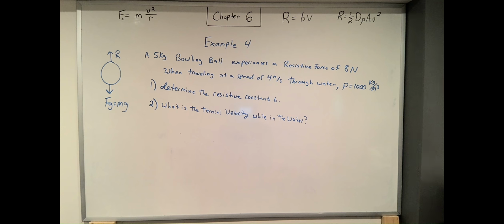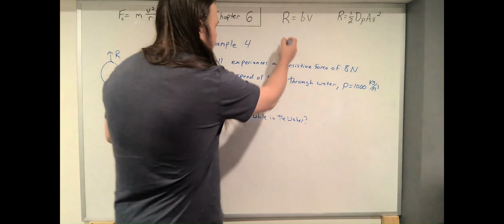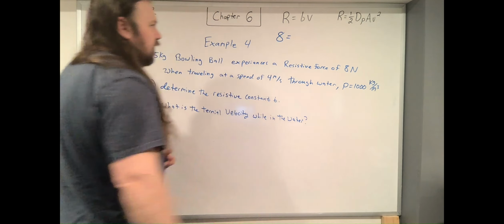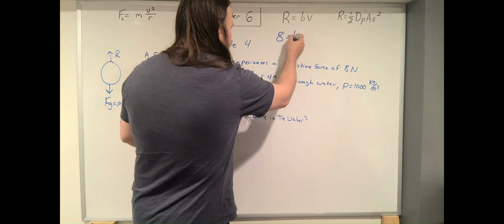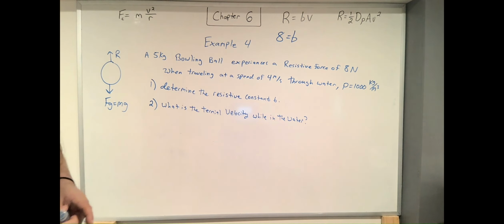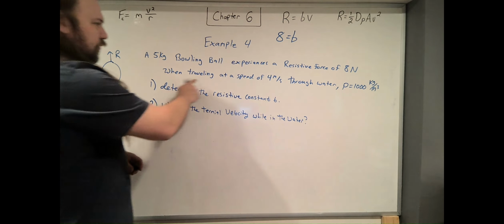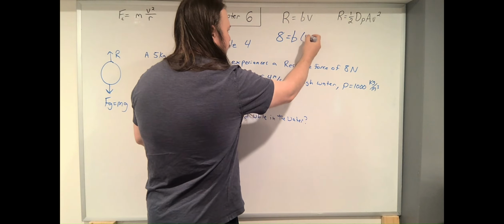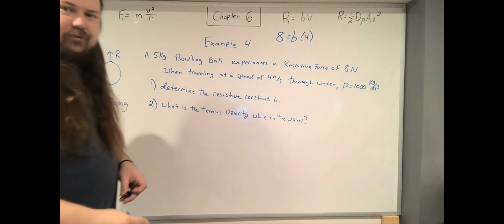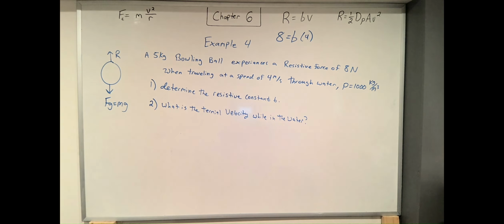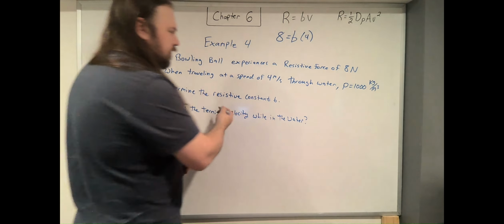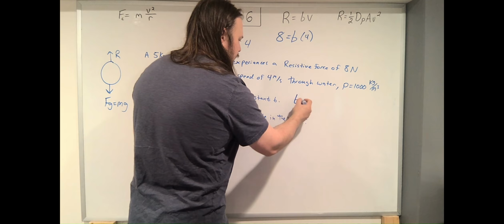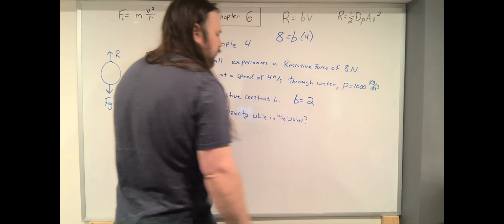If we plug in what we know, it tells us in the first line that it is experiencing a resistive force of 8. B is what we are trying to determine. And the velocity at which it is traveling through that is 4. So what is B? Okay, so B is going to just be 8 divided by 4, which should give us 2. So in this case here, B would be equal to 2.